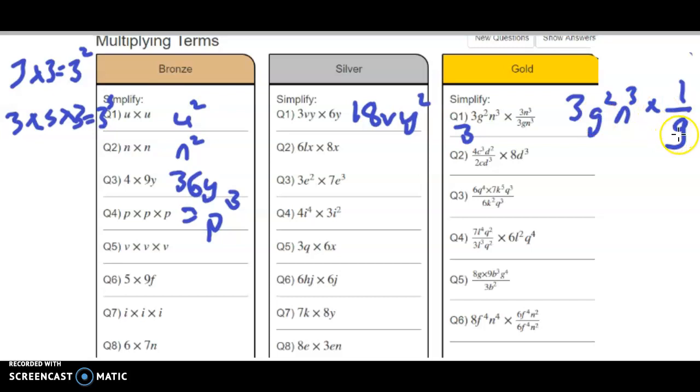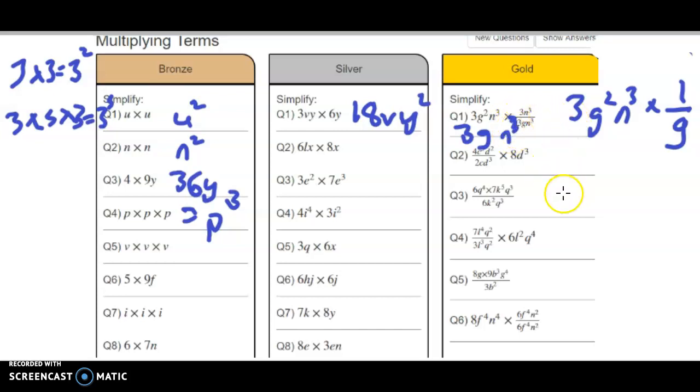Well, what's g squared divided by g? Think about numbers. 10 squared divided by 10, that's 10. 3 squared divided by 3, that's 3. G squared divided by g, that's g. So it becomes g n to the power 3.